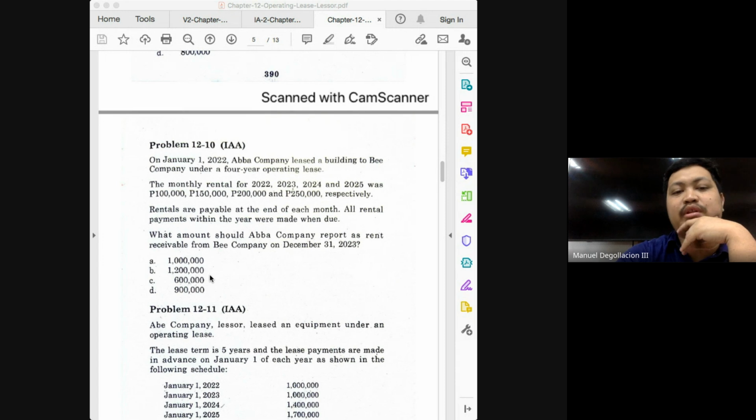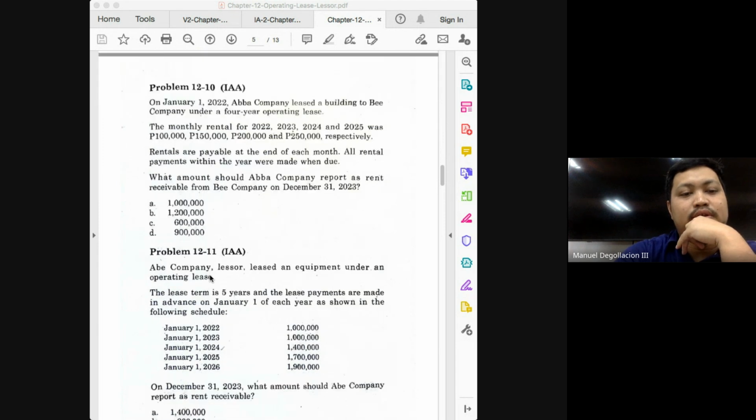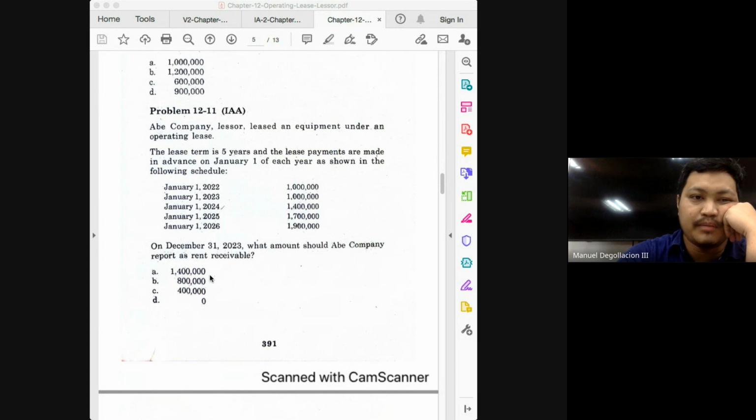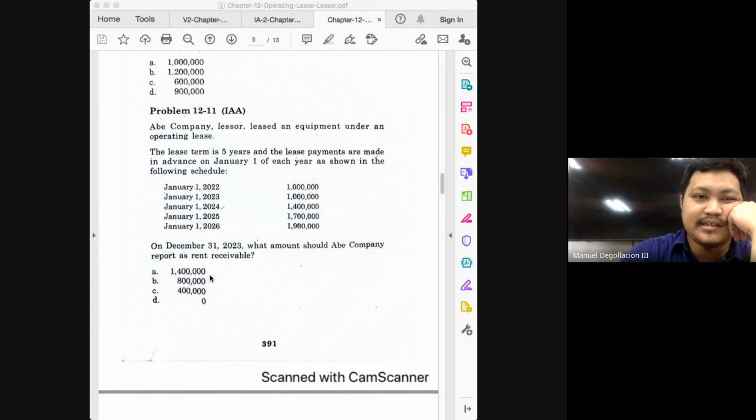By the end of 2025, the receivable should be 0. 12-11, what amount should the company report as rent receivable? Basically the same procedure as in the previous problem. The lease is for 5 years. You are given the schedule of payments.